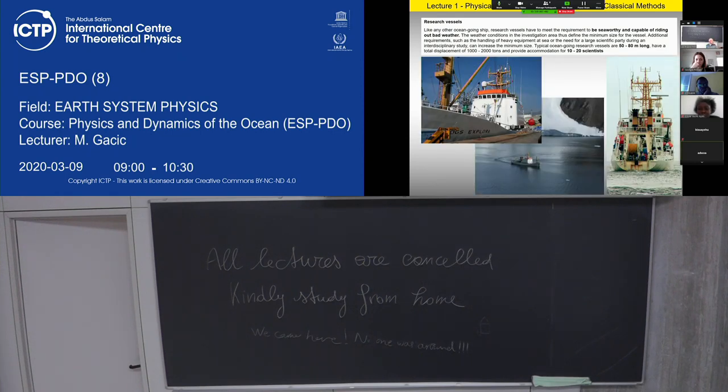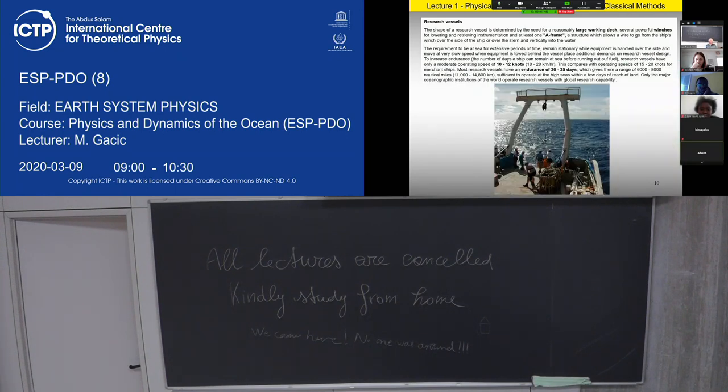Here is the research vessel. This is OGS Explorer, our OGS research vessel, and you can see that they also do measurements in the Antarctic areas. The endurance of this ship is 20 to 25 days.